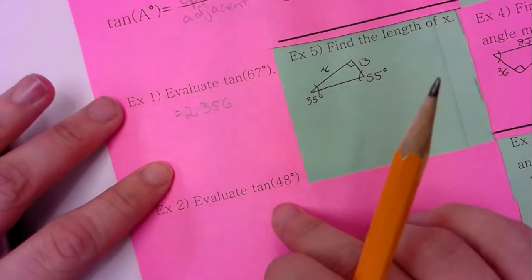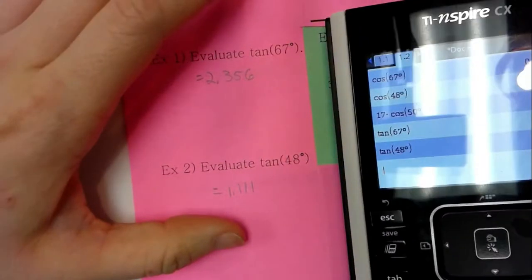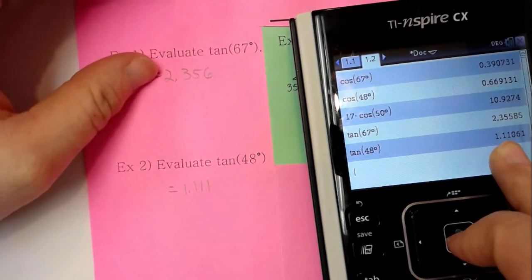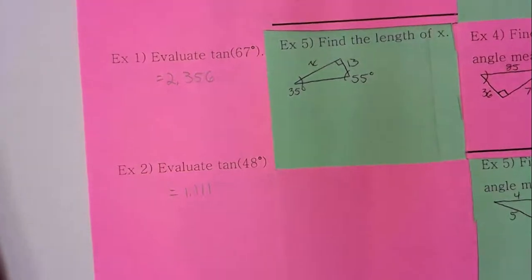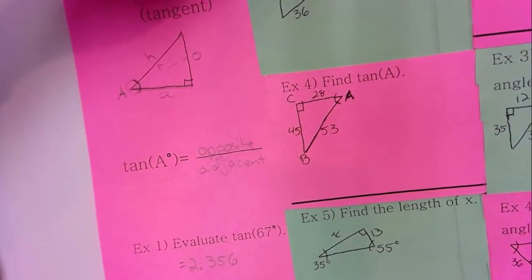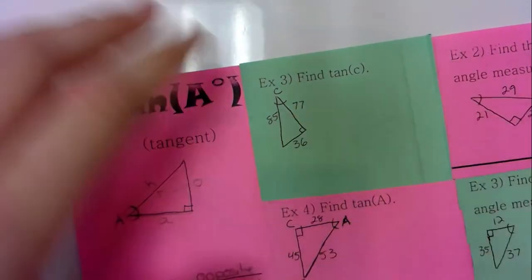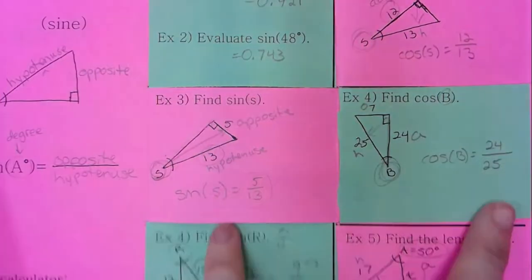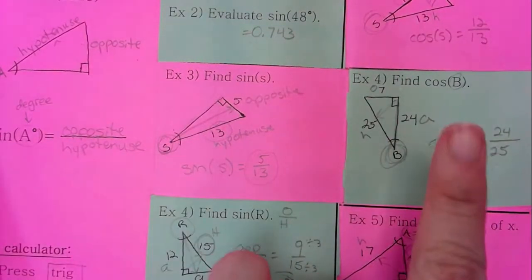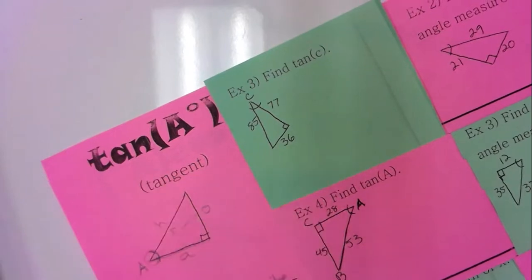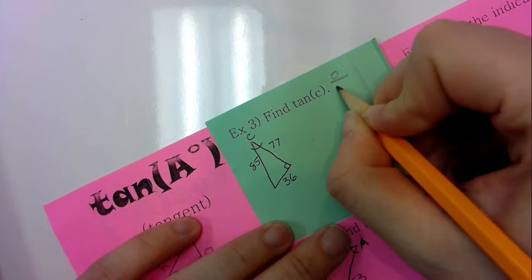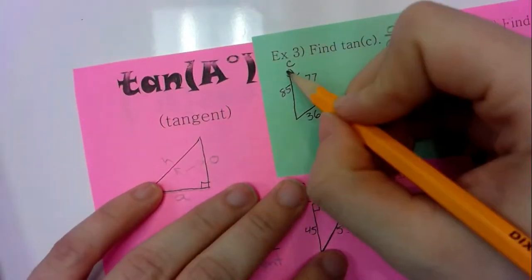And so you go ahead and try that one. And hopefully you got 1.111, just like that. Okay, good. So now we got some just like these that we did with the fractions. You got the angles, or the triangle sides already. So now you just write the appropriate ratio. So we got tangent of C. So we want the opposite side over the adjacent side.